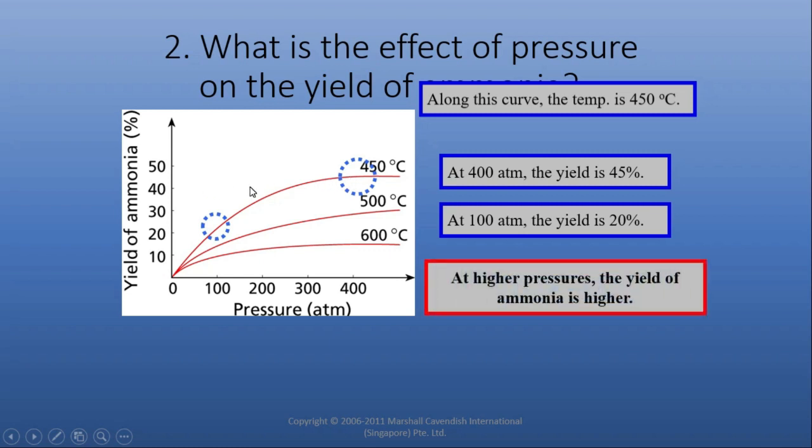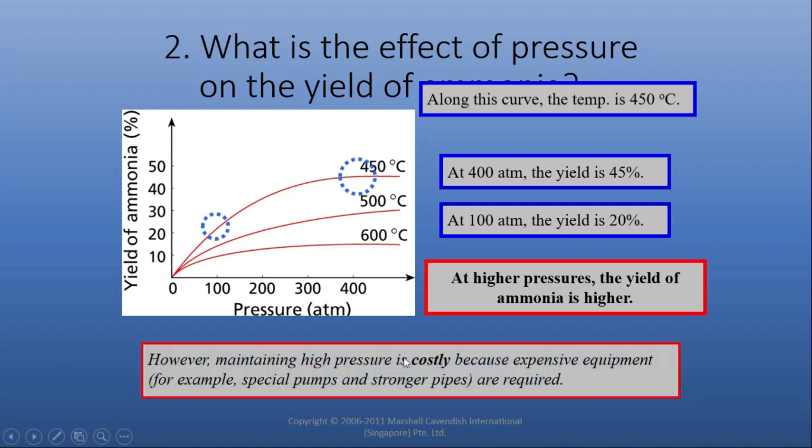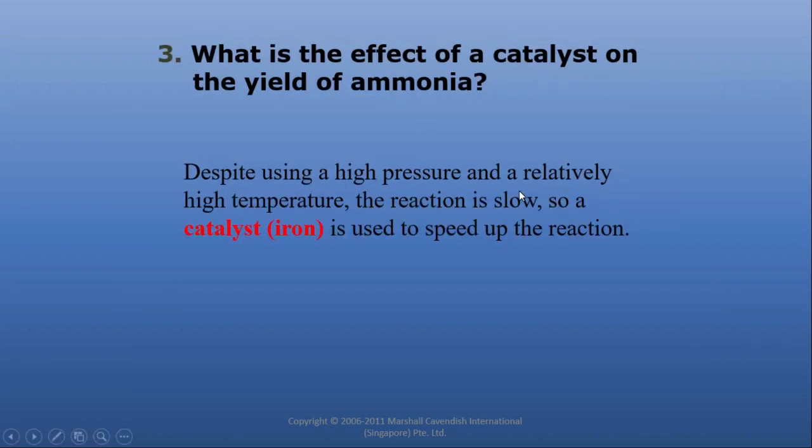But there is a problem. Maintaining high pressure is costly, because expensive equipment, special pumps and strong pipes are required, and it needs much energy. And as you know, by increasing the pressure there is also a chance of explosion. So it is also a risky process. So we have to compromise on pressure. We will choose an optimum pressure, for example between 200 and 300. Despite using high pressure and high temperature, the reaction is still slow. So what can we do to increase the speed of the reaction?